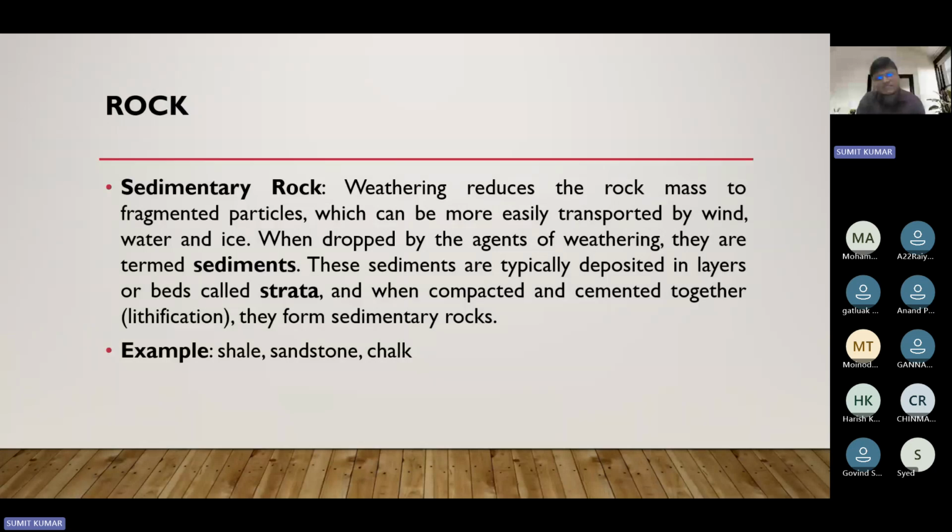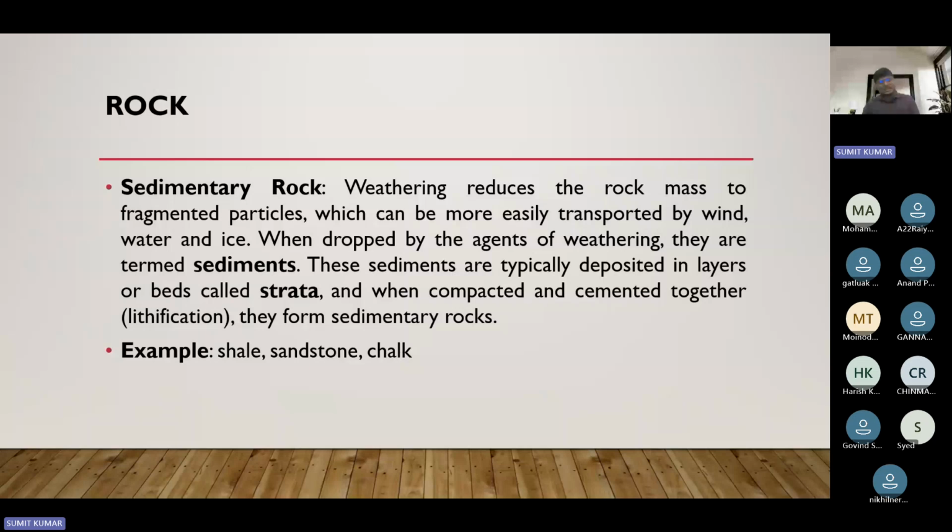That's why these are called sedimentary rocks, and these sediments are typically deposited in layers or beds called strata. As we go ahead, you will come across the term stratified soil. Stratified soil is nothing but soil of different characteristics deposited in different layers.